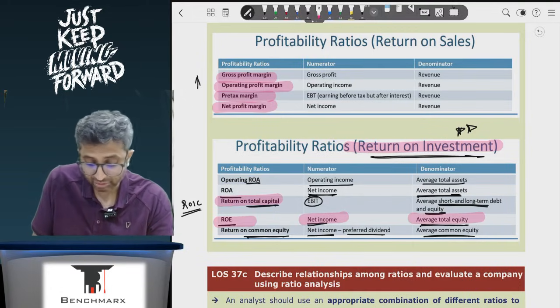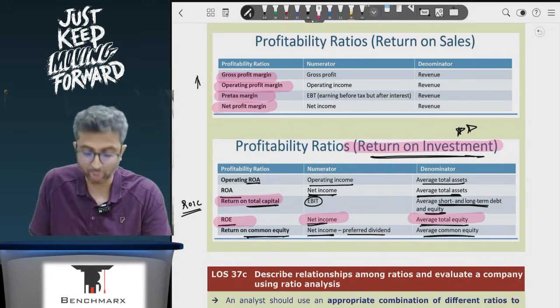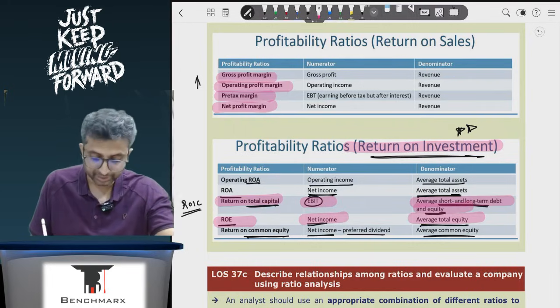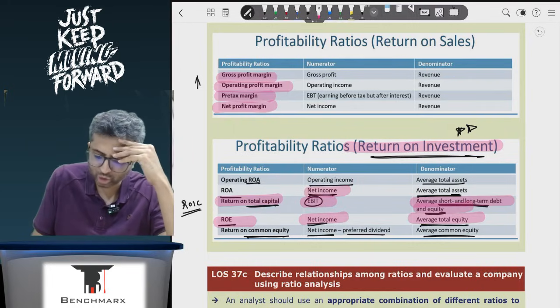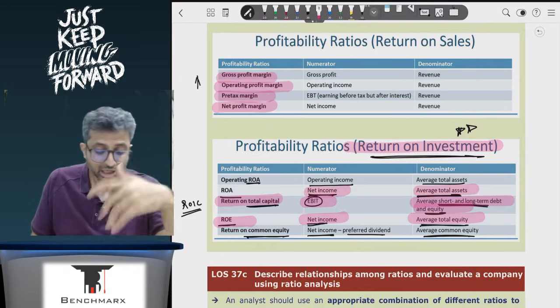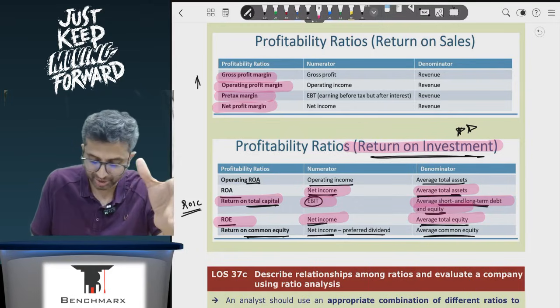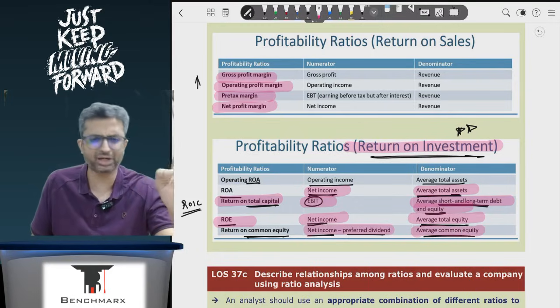Return on total capital, well, total capital is contributed by debt and equity both, and hence EBIT upon the average of total debt and equity. Return on assets, this is your net income upon average total assets. Return on common equity will be only equity, that is net income minus preference dividend upon only the common equity.